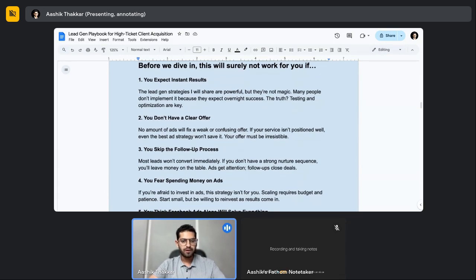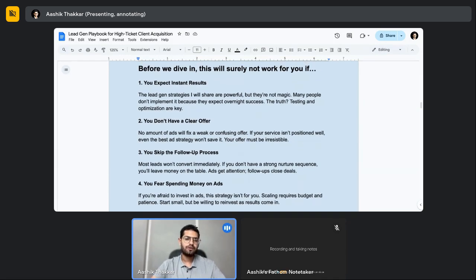You fear spending money on ads. If you're afraid to invest in ads, this strategy isn't for you. Scaling requires budget and patience. Start small, but be willing to reinvest as results come in. As we all know, money makes money. So believe in that, and ads are the way to move your business forward, to drive predictable income for your business.